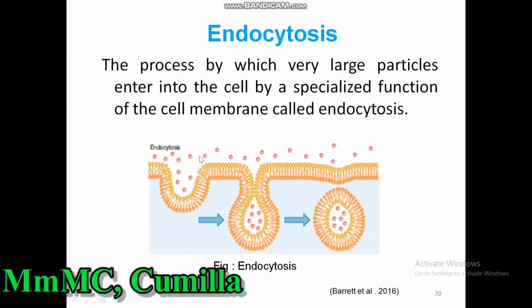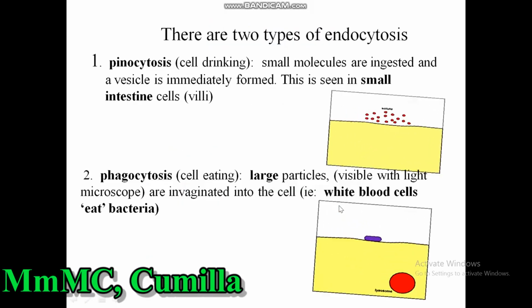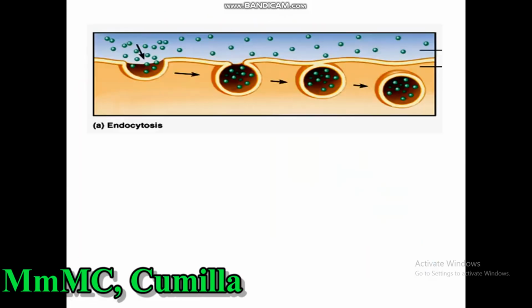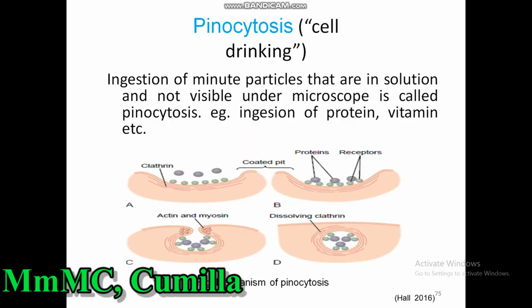What happens here? These molecules have to enter within the cell. Then the cell membrane invaginates. Then it forms a vesicle. Then it releases the vesicle inside the cell. Endocytosis. Now, endocytosis is divided into pinocytosis and phagocytosis.